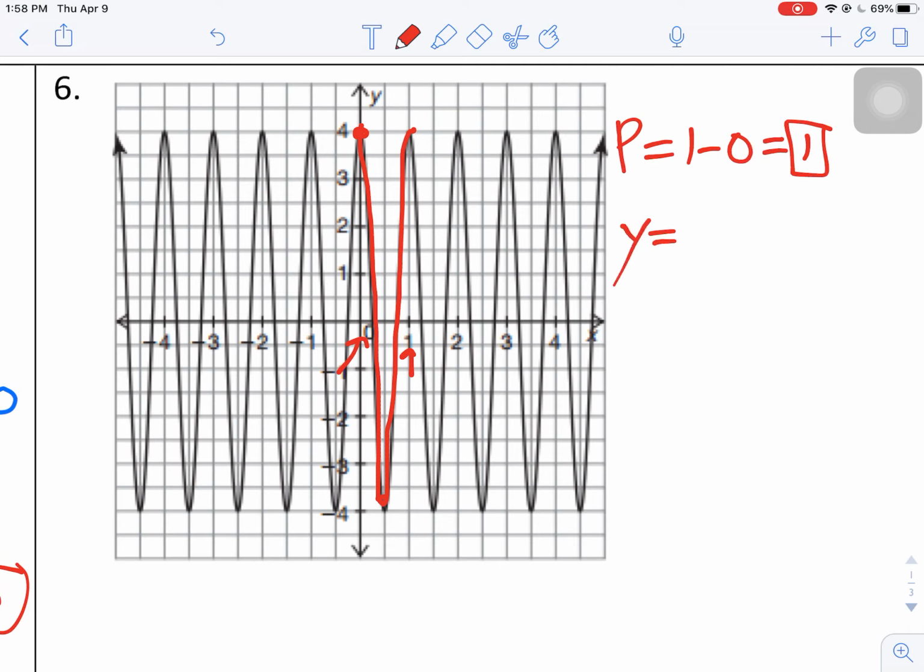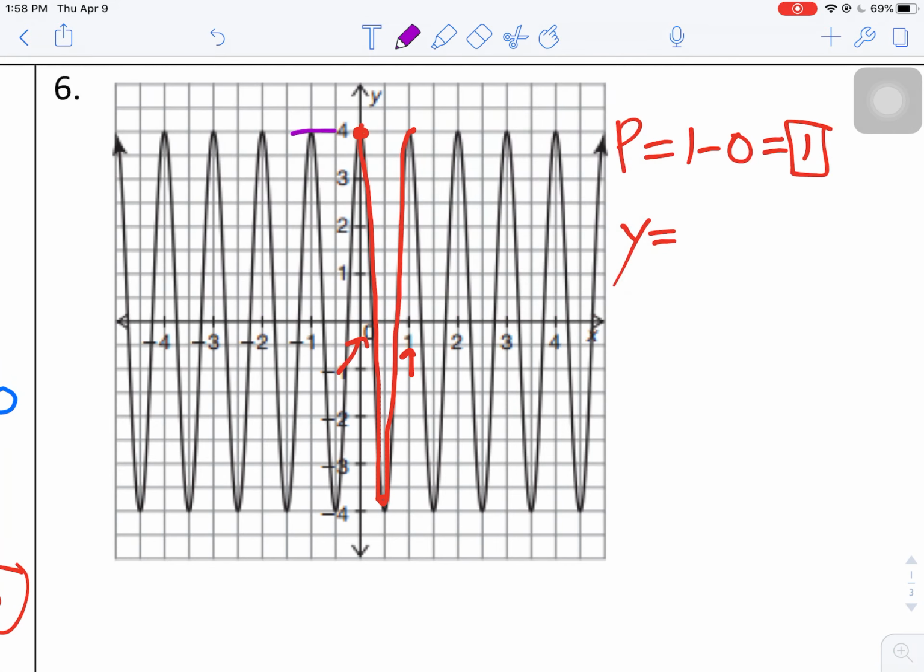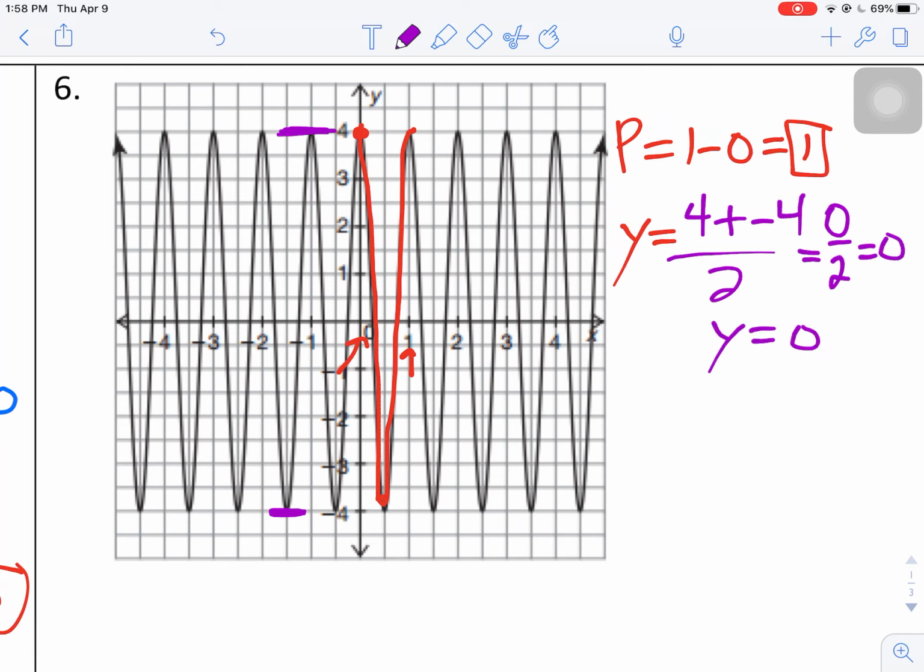The midline is y equals the maximum value. So your maximum value is right up here. This is a y value of 4, plus your minimum value down here, that's a y value of -4, divided by 2. So that looks like it's going to be 0 again. So y equals 0 for the midline. And again, you need the y equals.